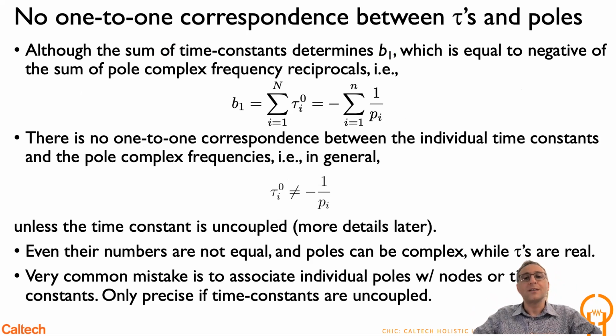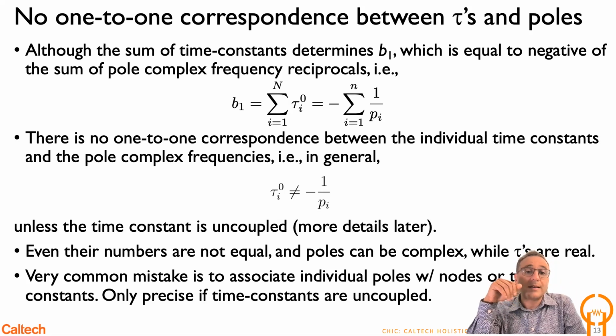But the important thing is that, generally, there's no one-to-one correspondence between the time constants and the pole frequencies, unless they are uncoupled. You're dealing with an uncoupled time constant. And we'll talk about what an uncoupled time constant is later. But unless that happens, there's no one-to-one correspondence. In fact, even their numbers are not the same. Because if you think about it, you could have more capacitors, and hence more time constants, than you have poles. For example, if you have a capacitive loop or things of that sort, or you have two capacitors in parallel, even if you think about it that way.